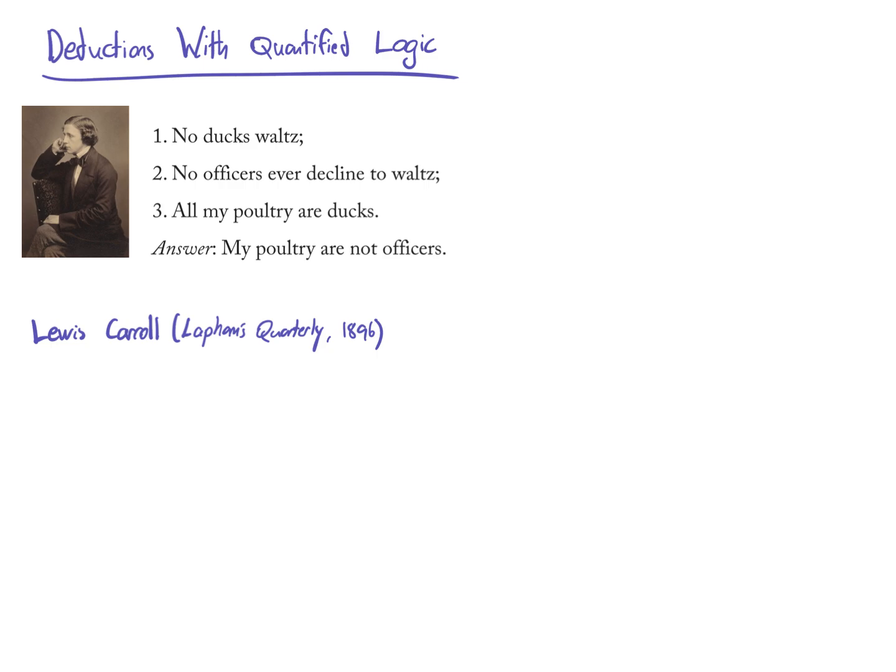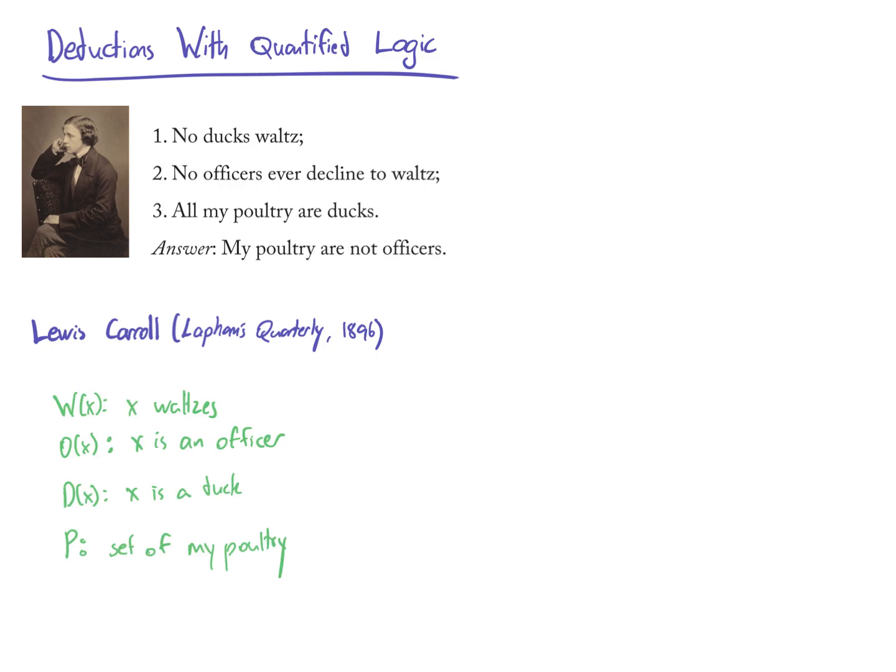Question: can we actually get to the answer from the 3 premises using formal deductive logic? Well, to do this, our usual setup is that we need to define some predicates and sets. And so here we are. I'm going to define W of x to mean that x waltzes. I'm going to define O of x to mean that x is an officer. I'm going to define D of x to be the statement that x is a duck. And then finally, I'm going to let P be the set of all of my poultry.